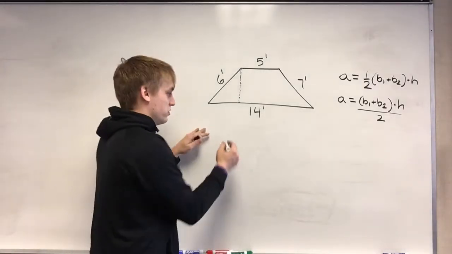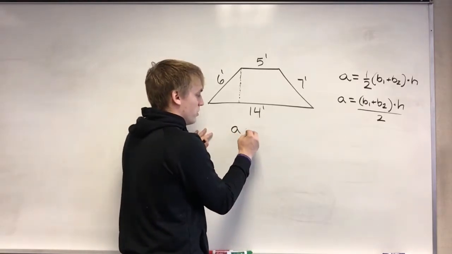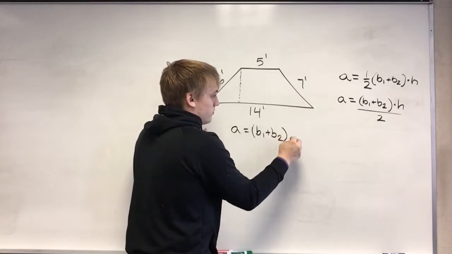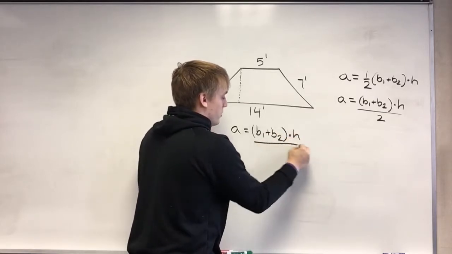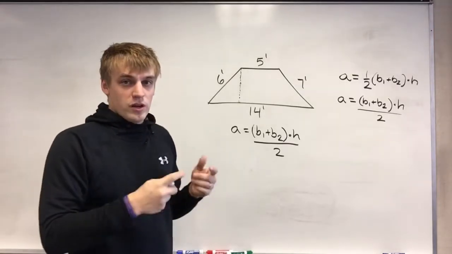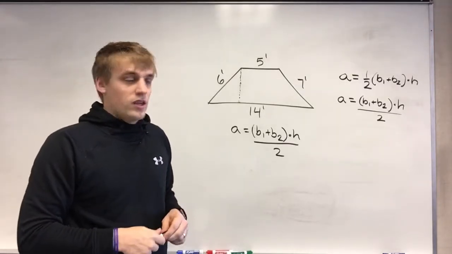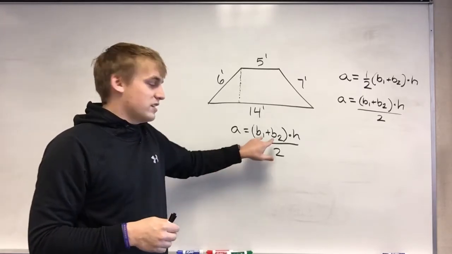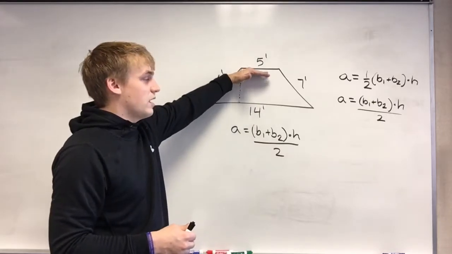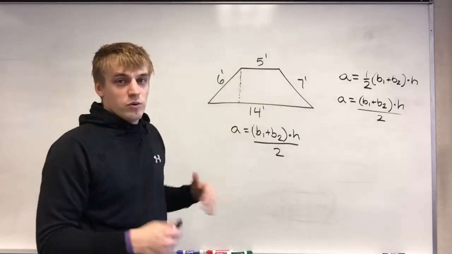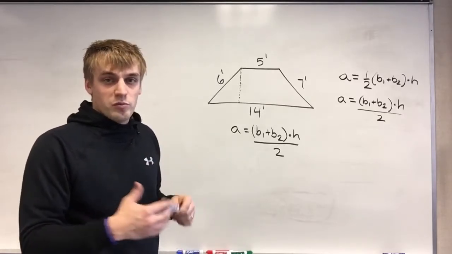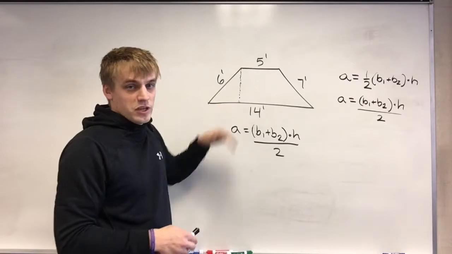First thing you're going to do, just like any other shape, is write the formula. Base 1 plus base 2 times height divided by 2. This is a longer formula, so you have to make sure you plug everything in correctly. What's important to remember is that the bases are the parallel lines. In this case the bases are at the top and the bottom. It doesn't matter which one is base 1 and which one is base 2, but you just have to pick one. I usually say that the bottom is base 1.